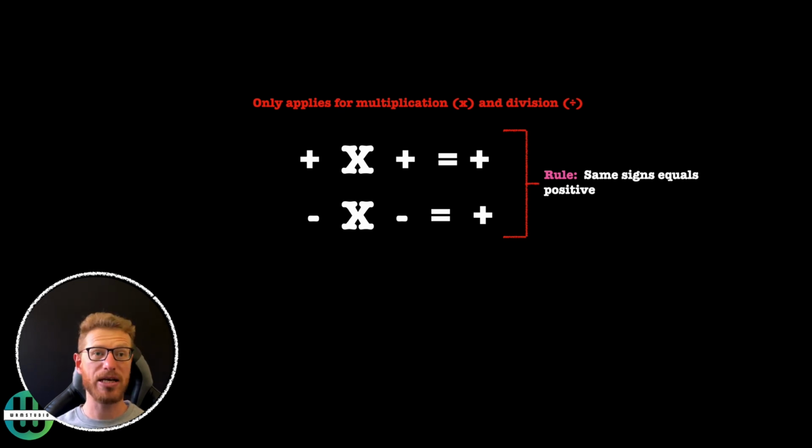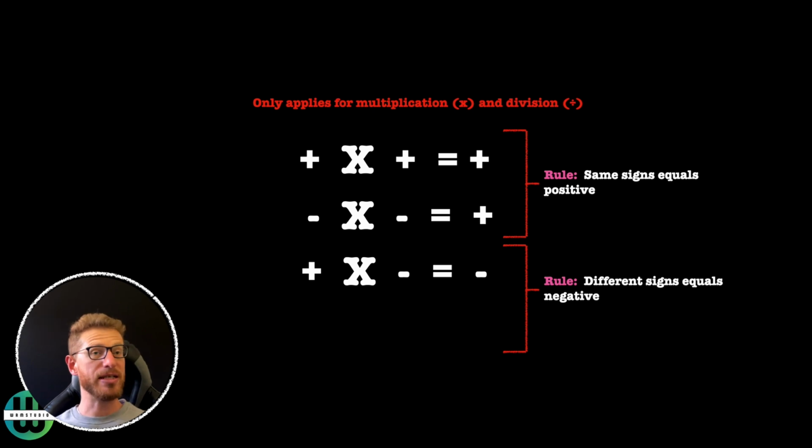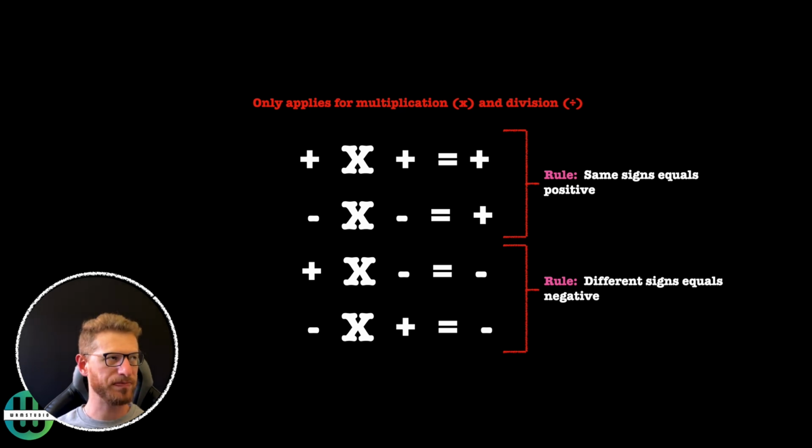Same signs equals positive. Our second most important rule here is that different signs equals negative, meaning that if we have opposite signs, we will end up with a negative number. A positive times a negative equals a negative, and a negative times a positive equals a negative as well.